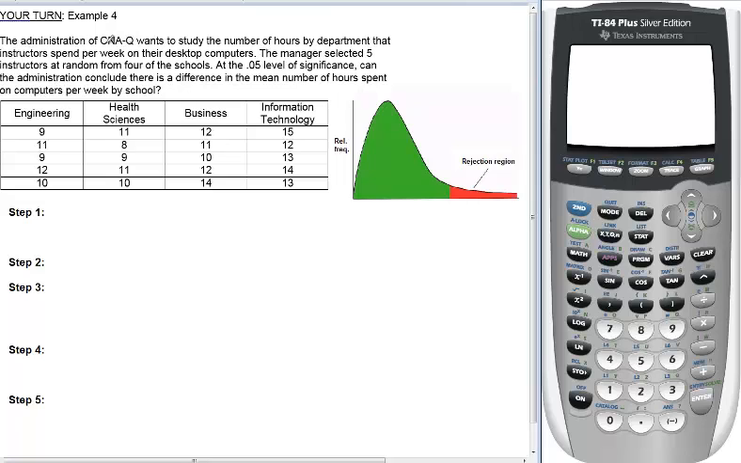The problem reads, the administration of CNAQ wants to study the number of hours by department that instructors spend per week on their desktop computers. The manager selected 5 instructors at random from 4 of the schools. At the 0.05 level of significance, can the administration conclude there is a difference in the mean number of hours spent on computers per week by school? Of course, by instructor, right? Now, as you can see, we have the table there with the 4 different schools and the 5 random instructors and hours they've spent on their desktop computers per week.